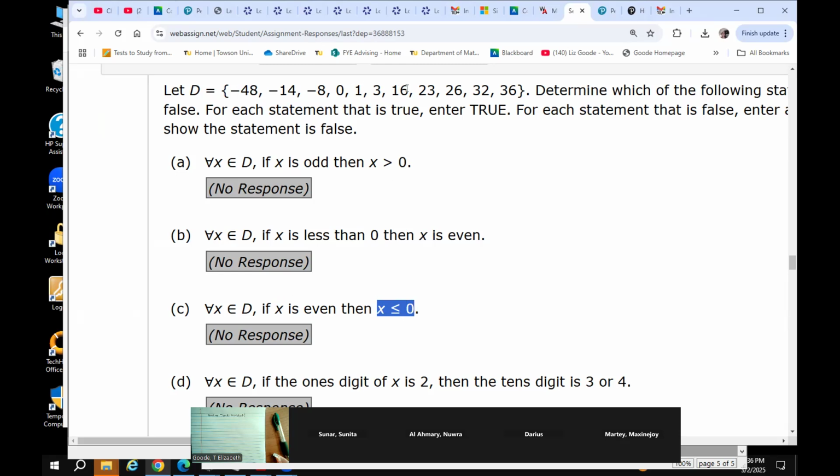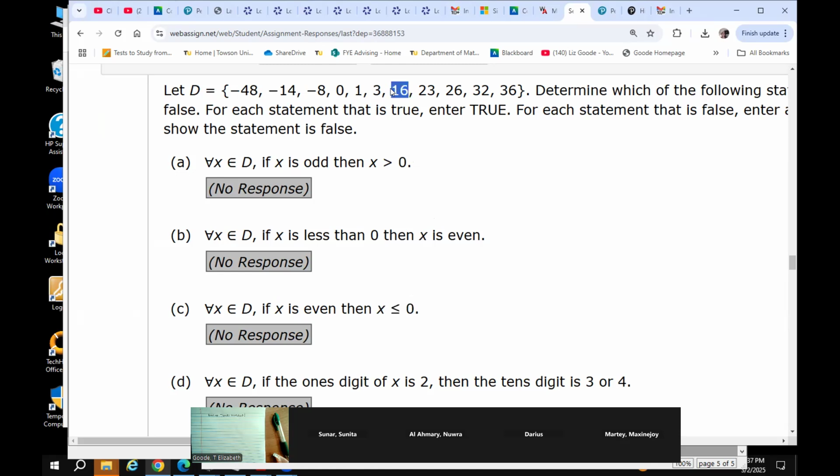It's greater. It's not less than or equal to 0. So this statement is not universally true for all even numbers, because we found an even number in this set D, talking about elements of D. We found a number that satisfies the hypothesis, it's even, and it failed to satisfy that X is less than or equal to 0, right?